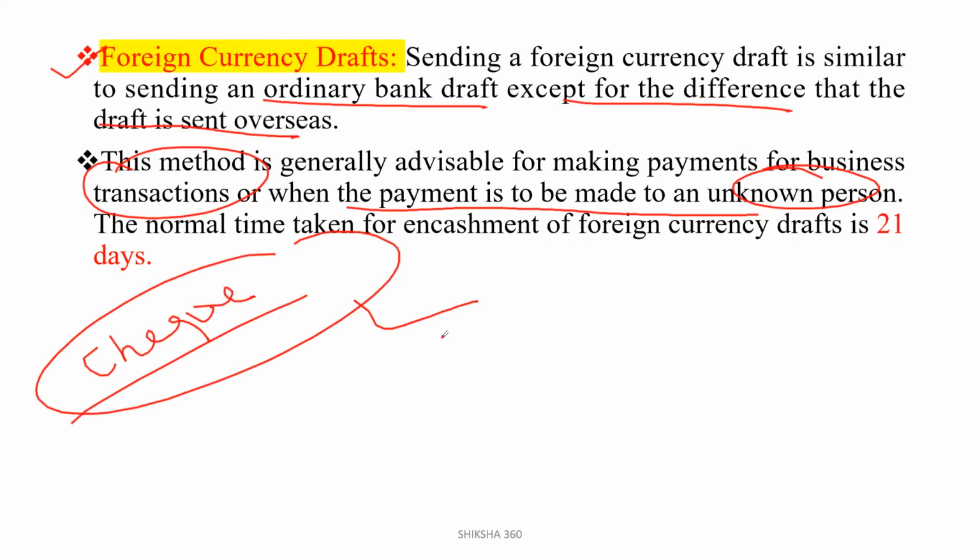But a draft is a prepayment instrument. That is, you have already paid the amount to the bank, and after that, the bank releases the draft. So there are no chances of bounce back of the draft. The normal time taken for encashment of a foreign currency draft is 21 days.